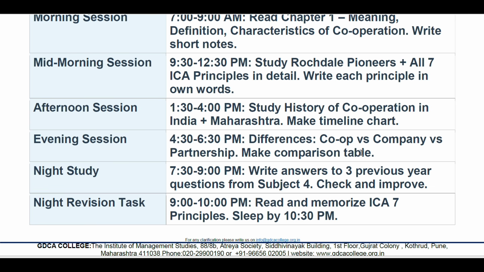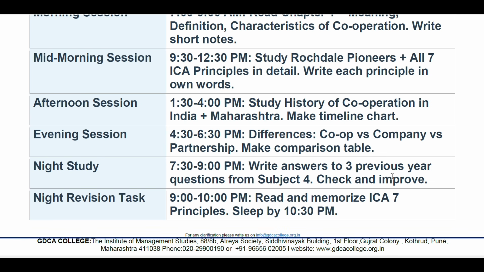Then next part: try to write answers for at least the last 3 years' papers. You can write for mock practice. You will be able to calculate how much you can write in 3 hours. Make sure you set a timer for a particular paper, and according to that you can write, check whatever is there and improve accordingly. But you will have to do it from today onwards. At night, read and memorize ICA's 7 principles and sleep somewhere around 10:30. That is the ideal time for sleeping. If you wake up at 7 o'clock in the morning, you can sleep early accordingly.